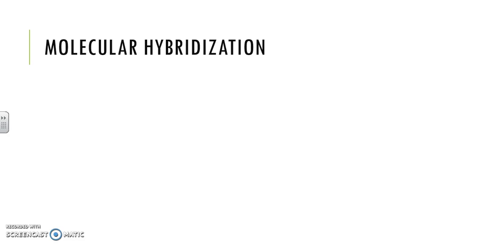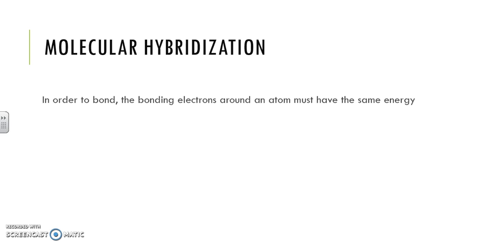Molecular hybridization is born of an atom's need to have its bonding electrons all be of the same amount of energy. If they're of different amounts of energy, then really weird things can happen to the atom once it's actually bonding in a molecule, and it will distort it, and it would be really, really bad. So it ends up making these hybrid orbitals.